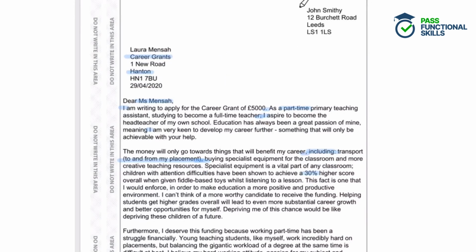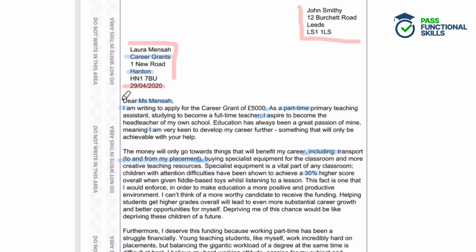So they have the sender's address up here, and then they've got the recipient's address down here. They've also included a date, which is really important. However, the date should be over here under the sender's address rather than under the recipient's address. So just make sure that you are familiarising yourself with that layout at the top of a letter.